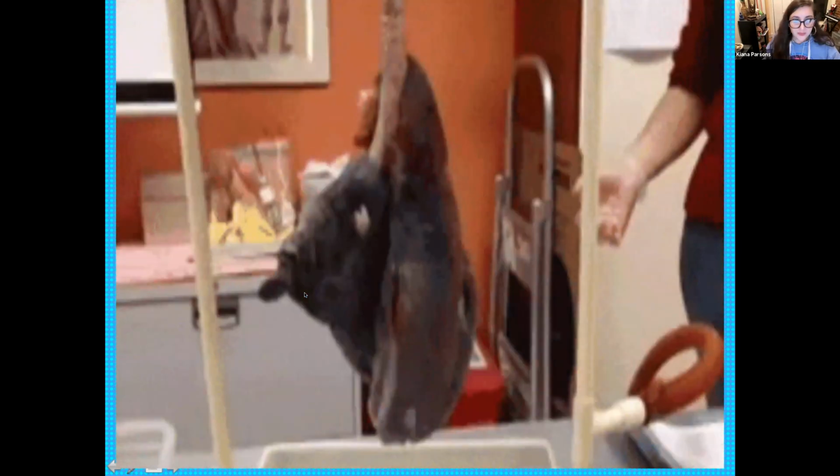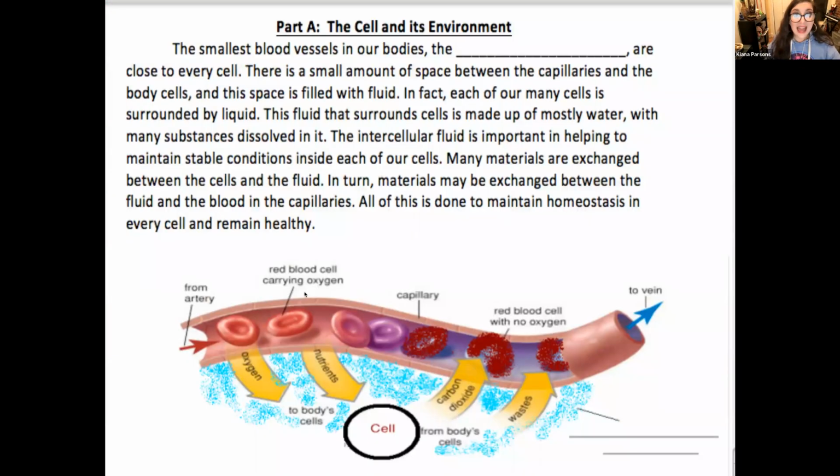All right. So next we have the cell and its environment. And we're talking all about the capillaries. The smallest blood vessel in our bodies, the capillaries, are close to every cell. There is a small amount of space between the capillaries and the body cells, and this space is filled with fluid. In fact, each of our many cells is surrounded by liquid. This fluid that surrounds our cells is made up of mostly water, with many substances dissolved in it.